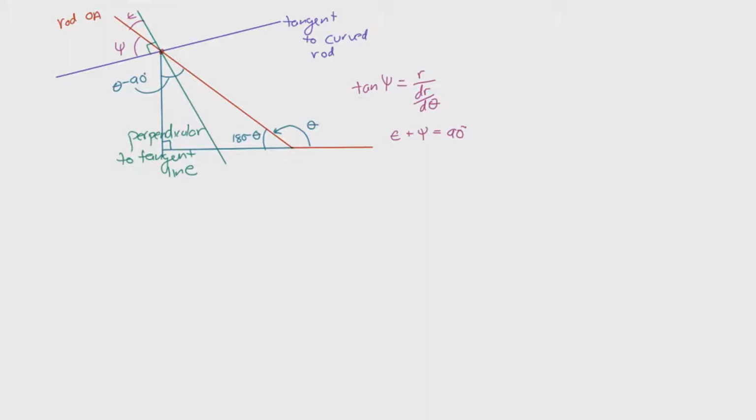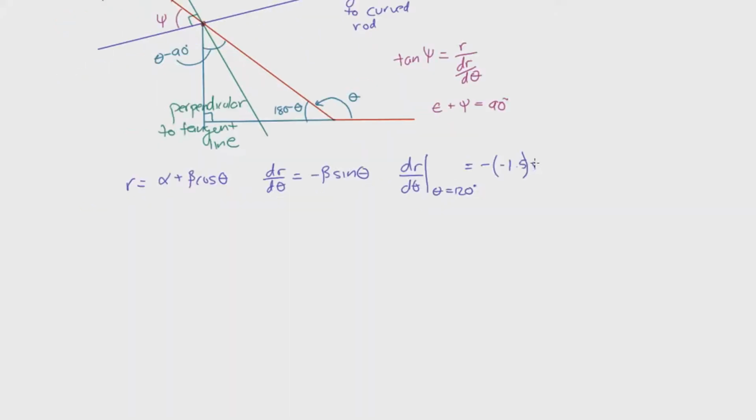So now that we have all that, what we can do is use this equation to find phi. We defined r as alpha plus beta cosine of theta. So the derivative of r with respect to theta is simply negative beta times the sine of theta. If you evaluate this when theta equals 120 degrees, that's going to be negative 1.5 times the sine of 120 degrees.